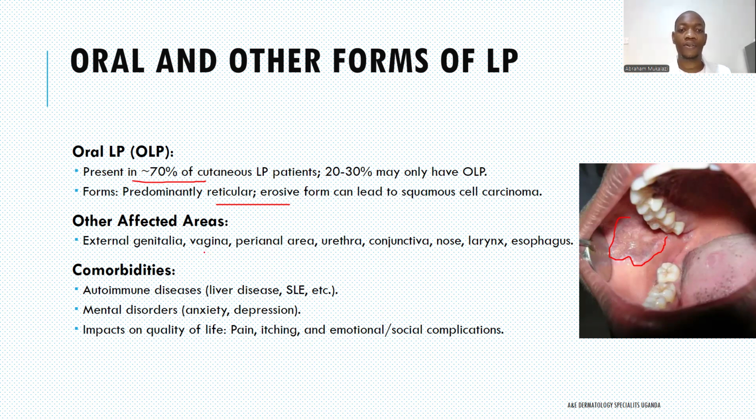And if you look at the affected mucosa, as I mentioned earlier, we can have the external genitalia, the vagina, the perianal area, the urethra, the conjunctiva, the nose, the pharynx, as well as the esophagus and the urinary bladder.